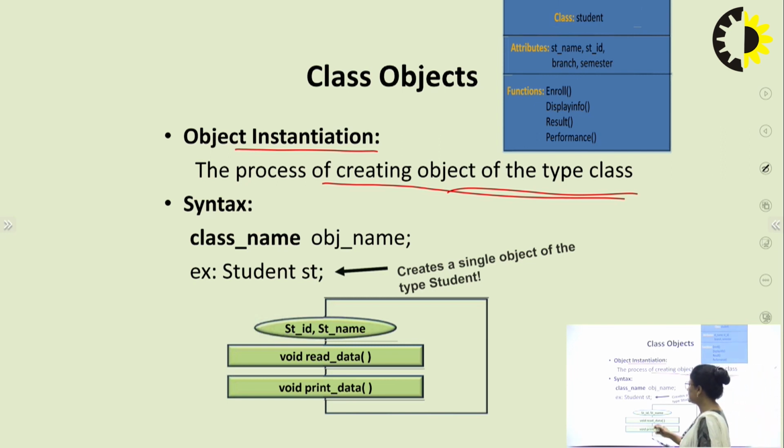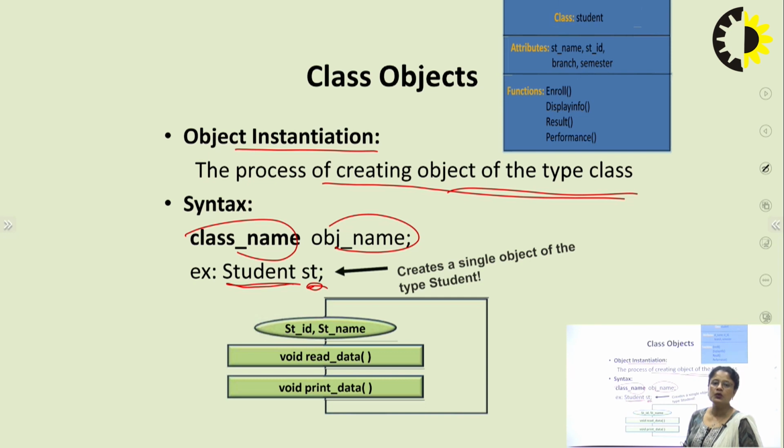So how is the syntax? We give the class name and then followed by the object name. For example, we have a class student, so we give the name of the class followed by the object name that we want to use.